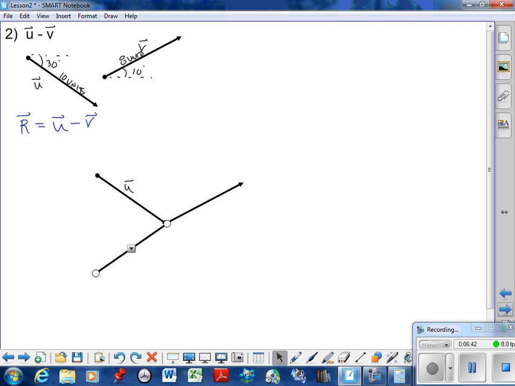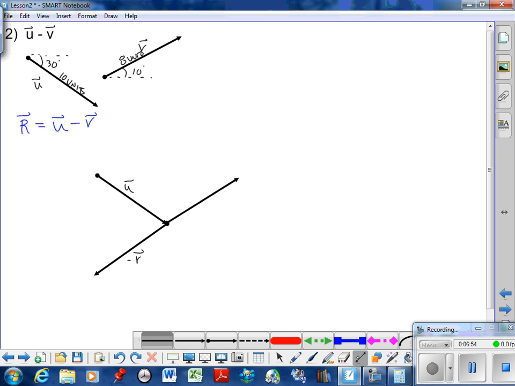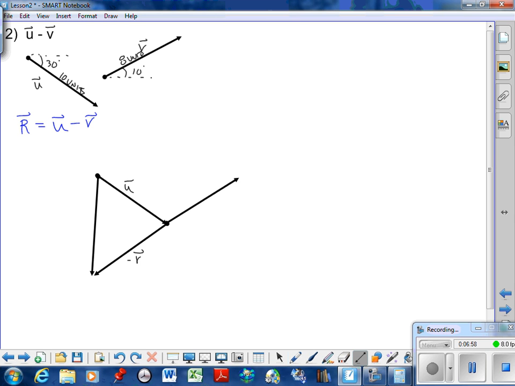So I end up with a vector down here. So here's my negative v. So I get rid of that. I'm going to keep it for a second, actually. So that means my resultant vector from this situation is going to be right here. So there's my resultant vector.